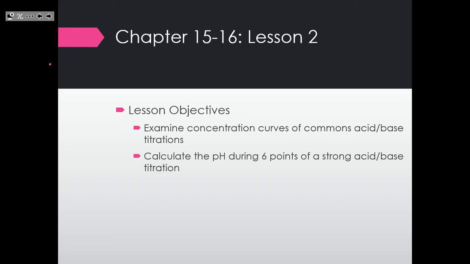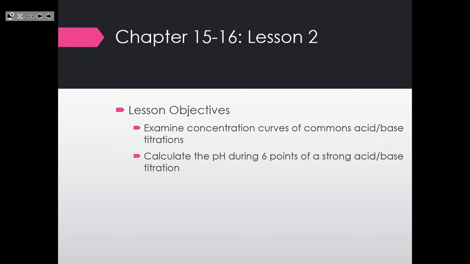Howdy students, this is going to be chapter 15 and 16, lesson 2, and our main objectives today are going to be examining concentration curves for common acid-base titrations. So what we're going to be looking at is plotting 6 points for, number 1, a strong acid and a strong base titration. In future lessons, we're going to be covering plotting curves for weak acid, strong base titration curves, and weak base, strong acid titration curves.